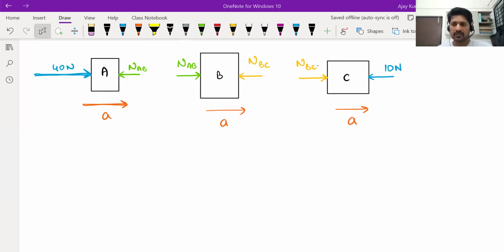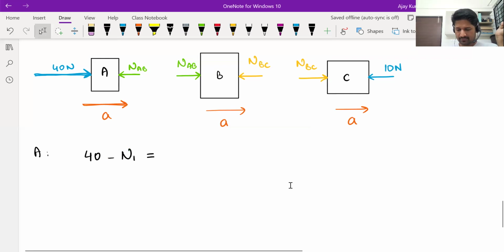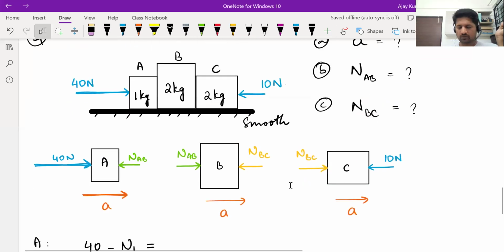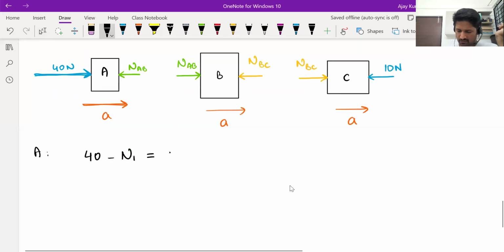How will you write Newton's second law equation for the first block? Okay, Aishwarya, you tell. So 40 minus N of AB is equal to A. Okay. 40 minus normal force between A and B, I'm calling it as N1, equal to? A, sir. Okay, mass into acceleration. Mass is 1 kg, so 1 into A. Fine.